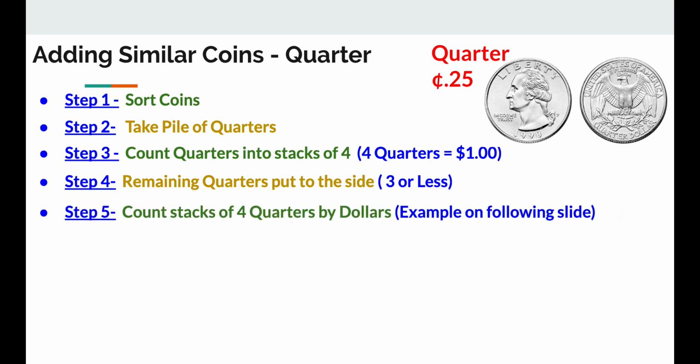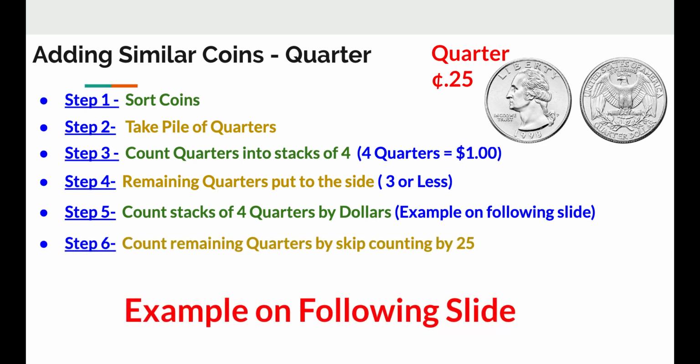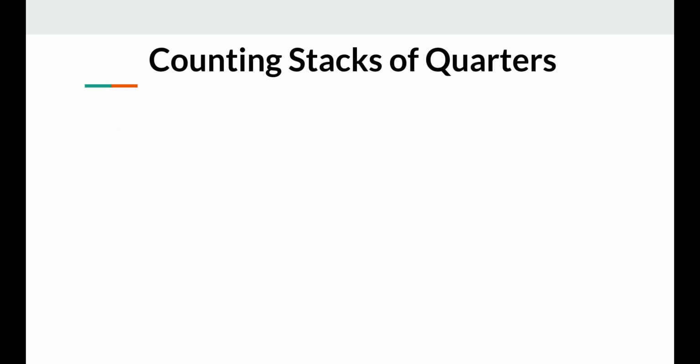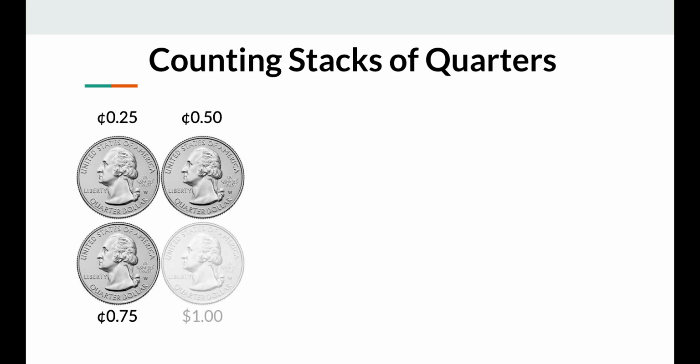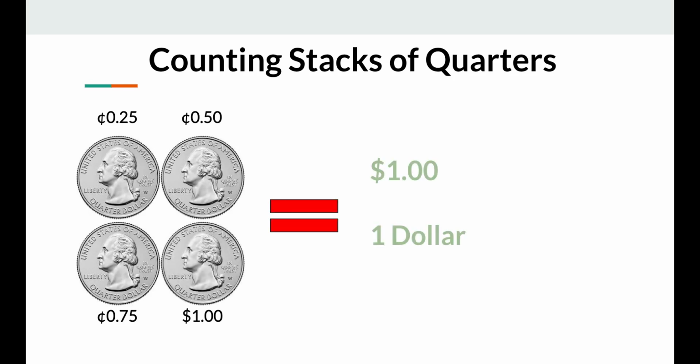All right, count stacks of 4 quarters by dollars. So that's what we're going to show on the next slide. And then we'll count the remaining quarters by skip counting by 25, because they're worth 25 cents each. So here's our example. 1 quarter is 25 cents. 2 quarters gives us 50 cents. 3 quarters gives us 75 cents. And 4 quarters makes $1.